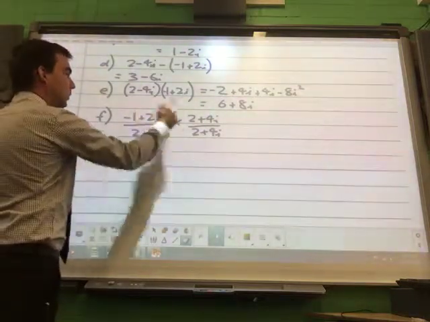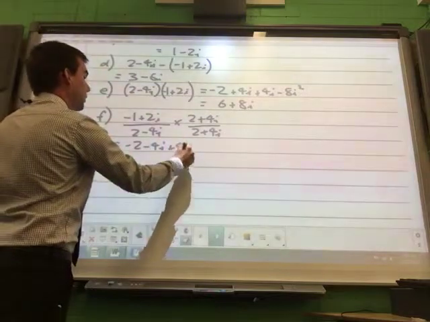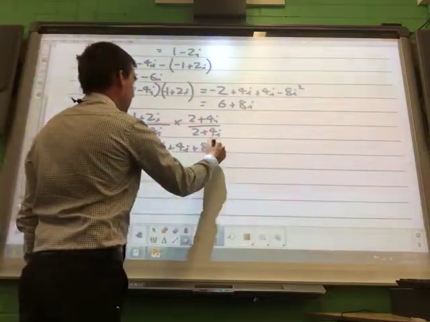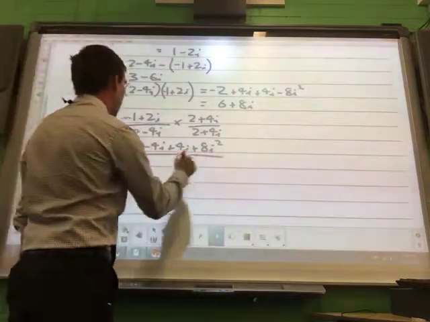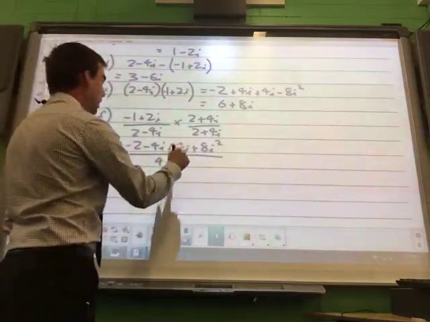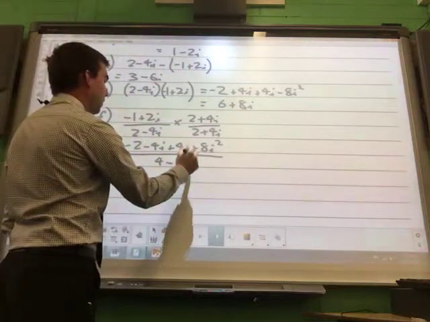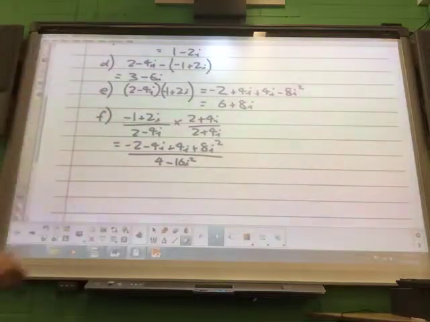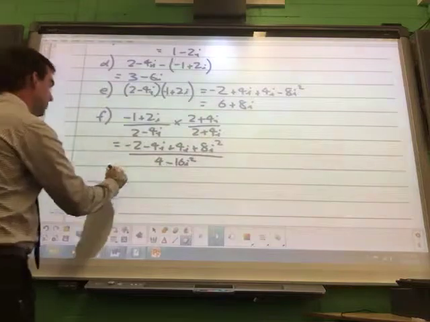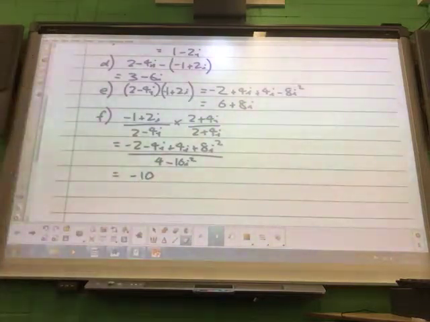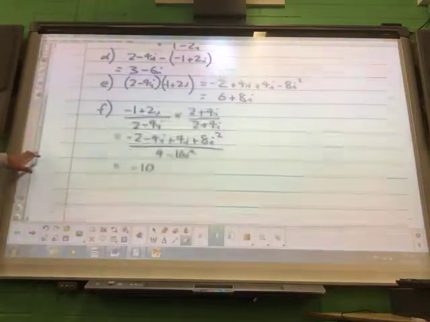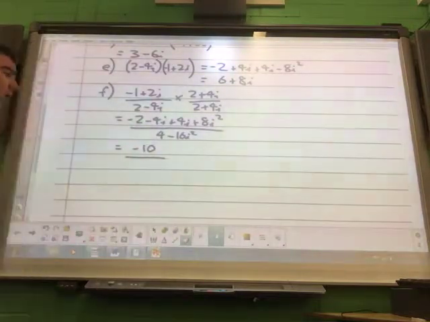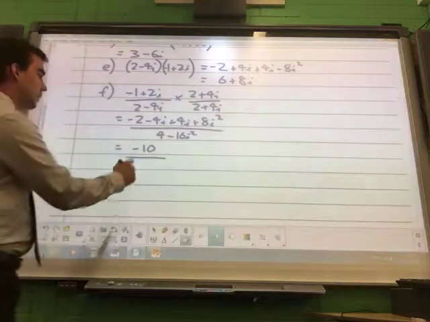So negative 2 take away 4i plus 4i plus 8i squared, all over 2 squared, which is 4, take away 16i squared. Okay, so we've got negative 4i and plus 4i, so this number does not have an imaginary part; it will be purely real. Negative 16 times negative 1 is 16, so 20.